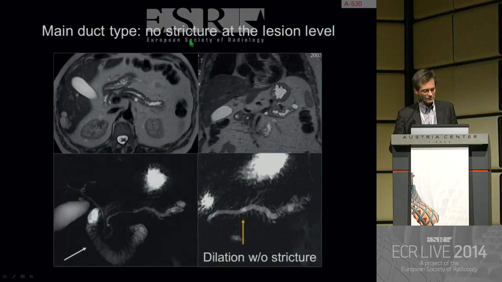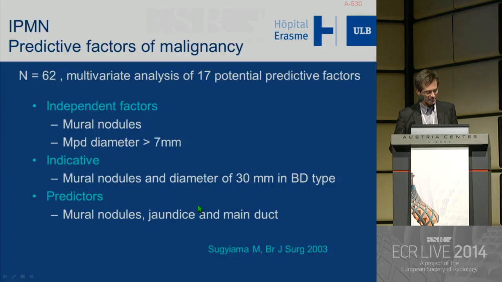So just examples of differentials. Here you have a main duct type with no stricture at the lesion level. You see that you have morphological changes that mimic chronic pancreatitis changes. You have ductal dilatation, you have an atrophy of the pancreatic gland itself. But if you turn around these ducts, you see that there is no stricture at all explaining this segmental dilatation at the tail of the pancreas. Predictive factors of malignancy.